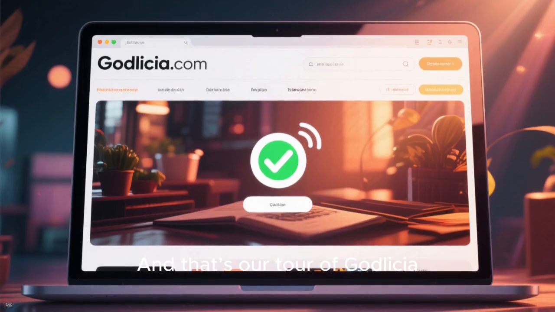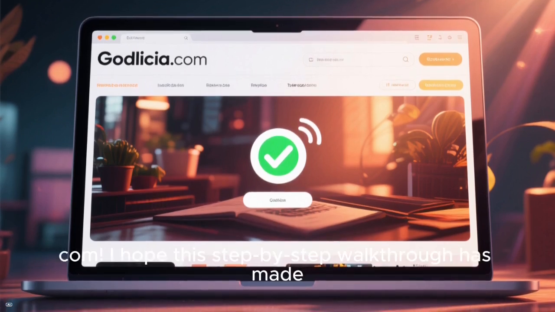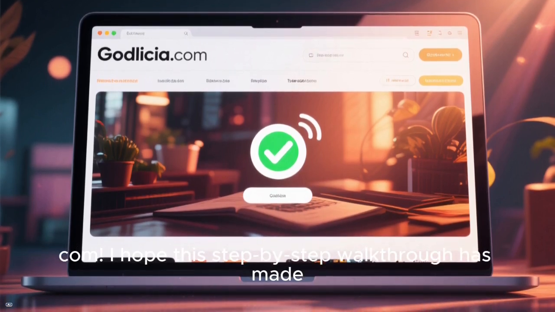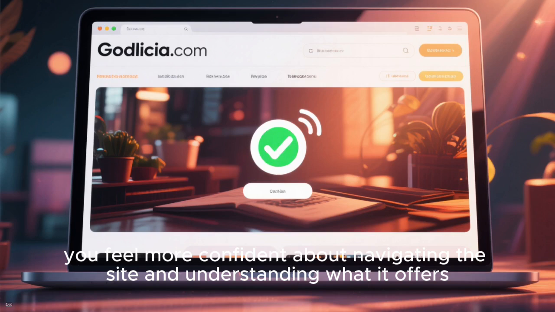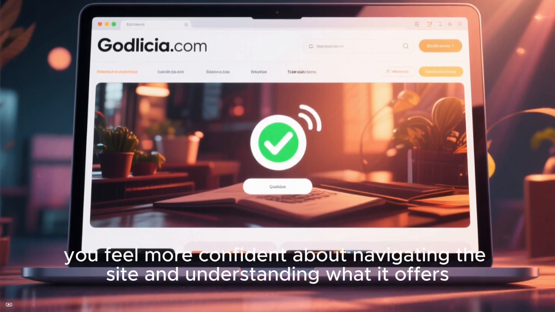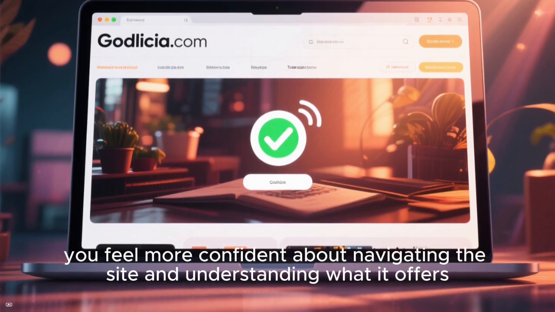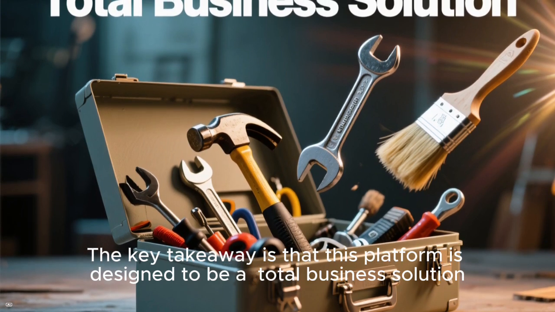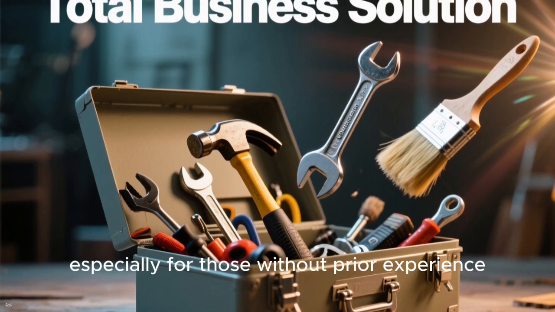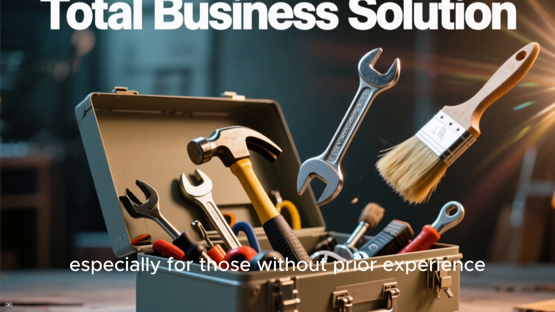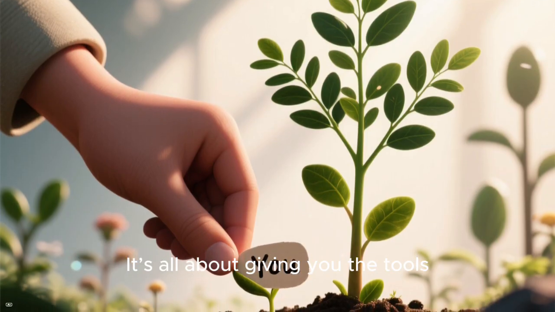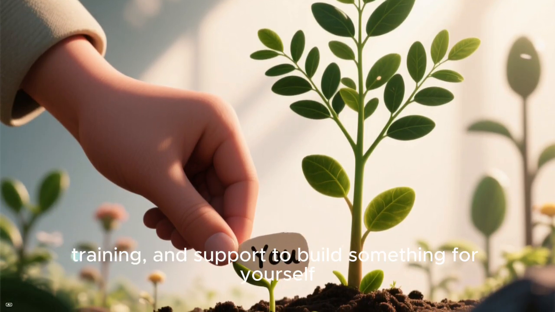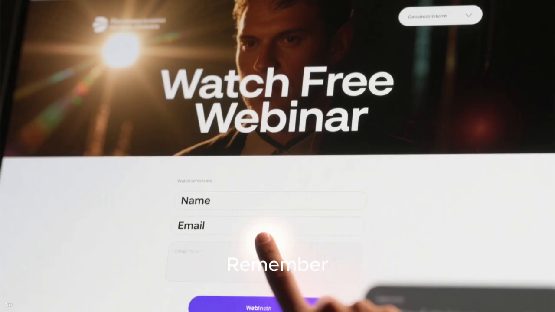And that's our tour of godlesia.com. I hope this step-by-step walkthrough has made you feel more confident about navigating the site and understanding what it offers. The key takeaway is that this platform is designed to be a total business solution, especially for those without prior experience. It's all about giving you the tools, training, and support to build something for yourself.